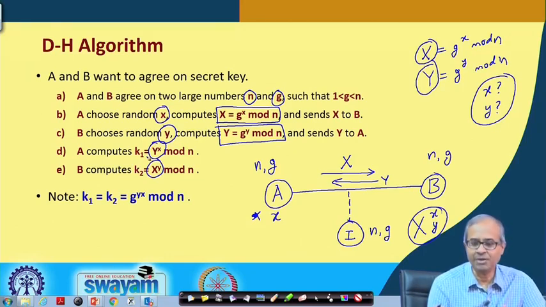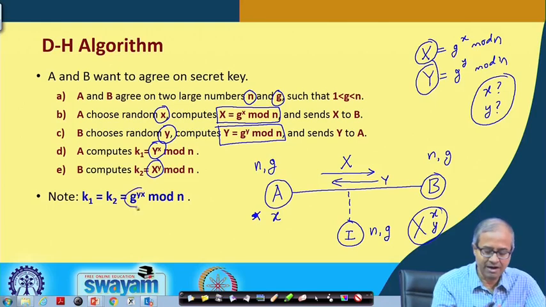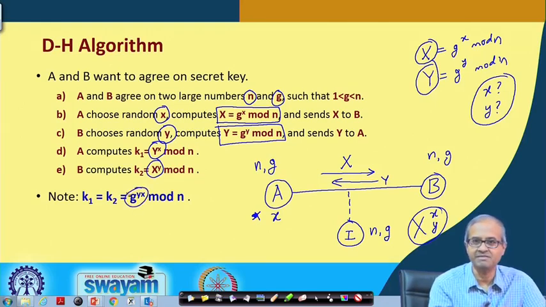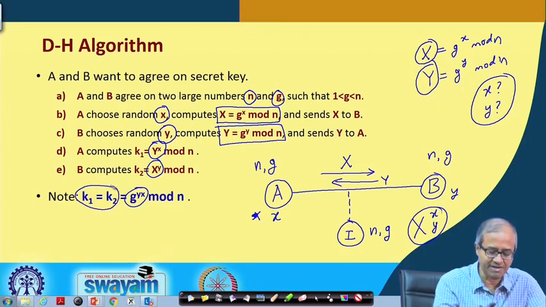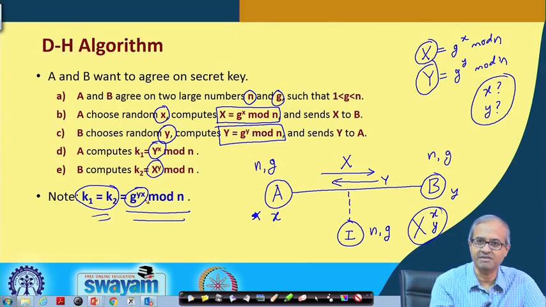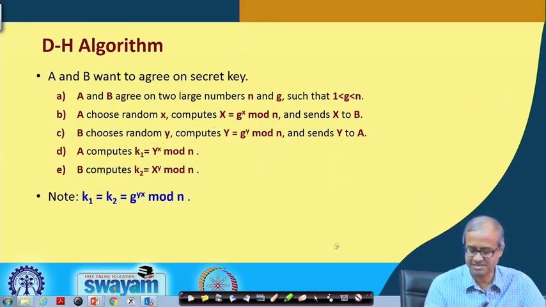So, at the end what will happen? Both A and B are having the same value g to the power xy, but I, this poor fellow, cannot do this. I will not be having g to the power xy, because I is only seeing this capital X and capital Y which have flown through the channel, but small x and small y values are only lying with A and B. Finally, both A and B will be having the same value of key, which is given by g to the power xy mod n. This is how key exchange happens.